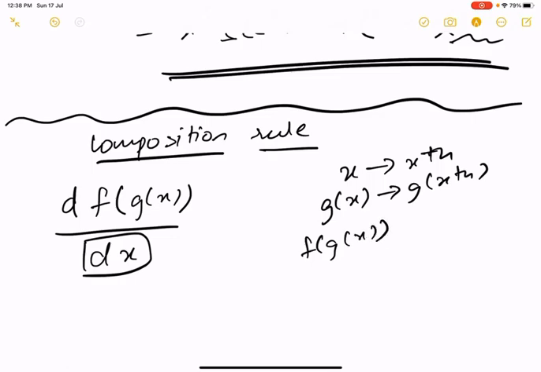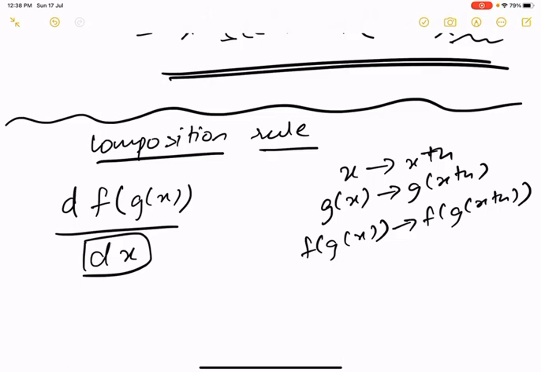f will not directly change, no? f cannot directly change. Your x will change, then your g will change, and then your f will change. So can I directly find the derivative of f with respect to x?